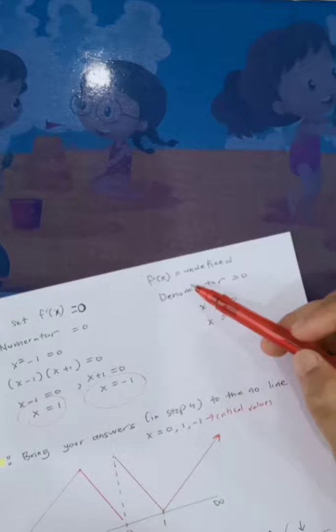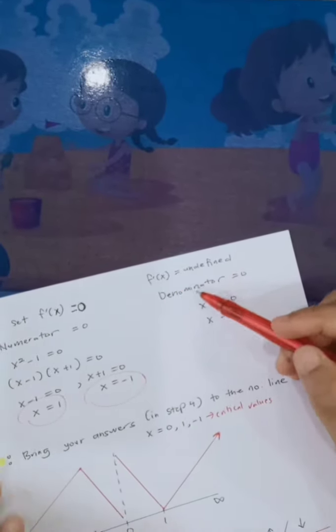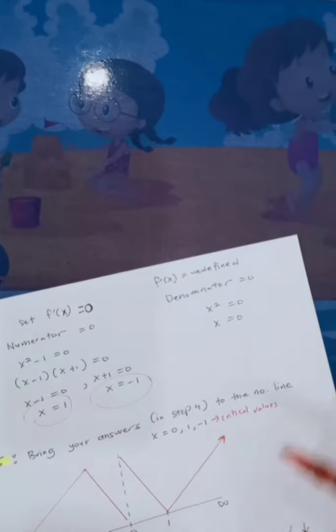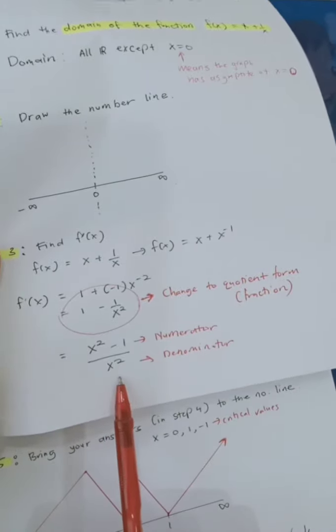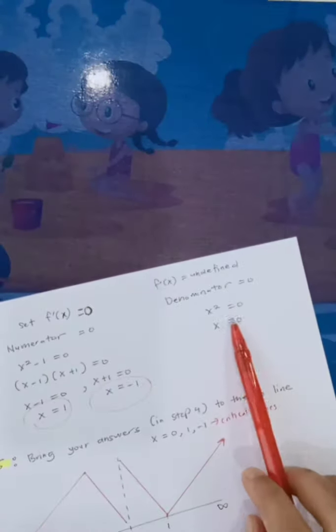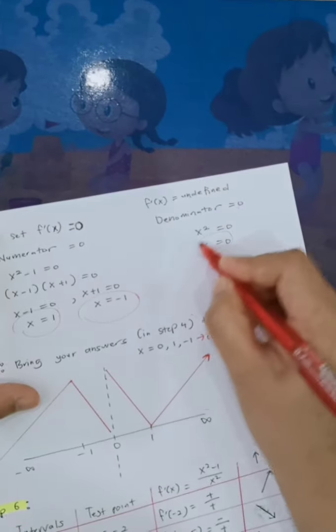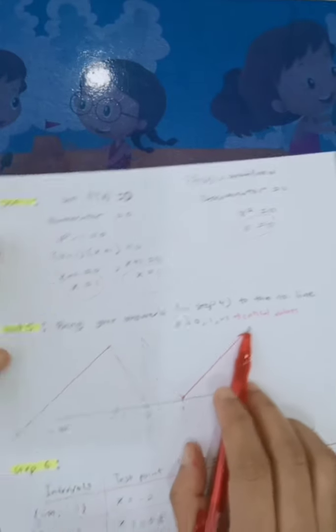How about the denominator? For the denominator, we set f prime x undefined, so the denominator equals 0. Our denominator just now is x square. When x square equals 0, x equals 0. So here we have 3 critical points or critical values.